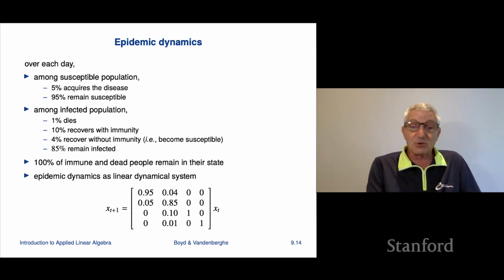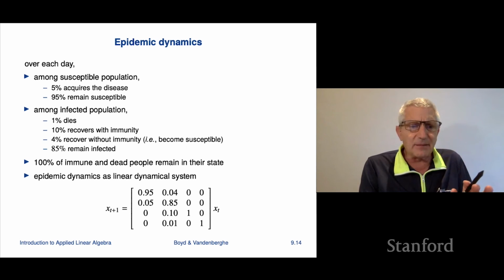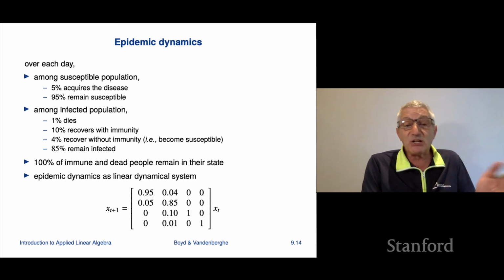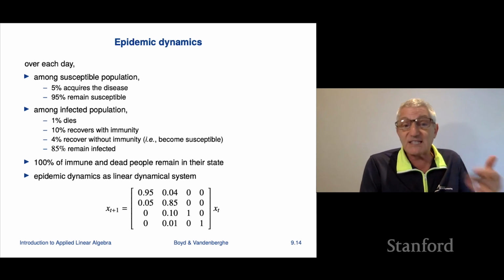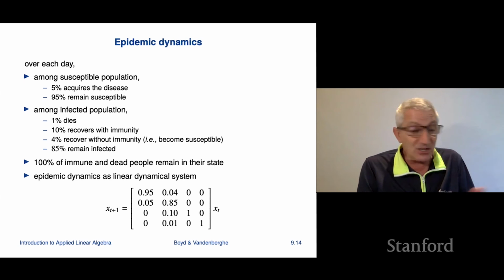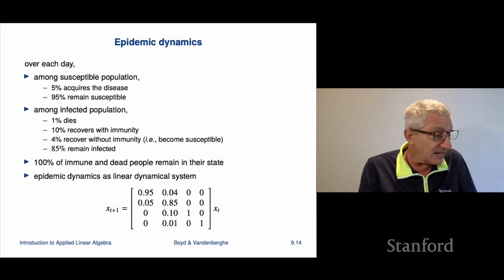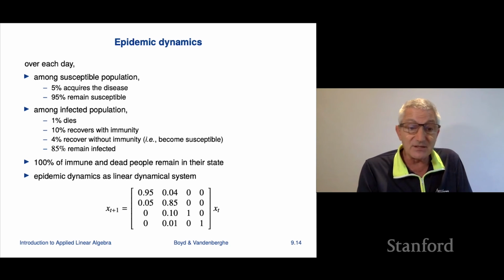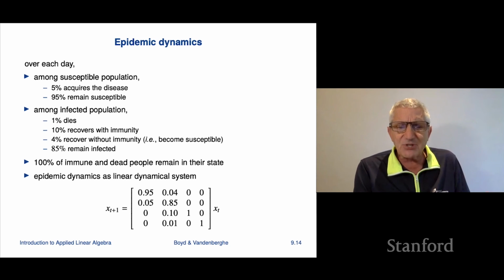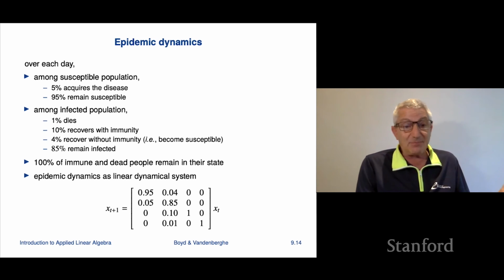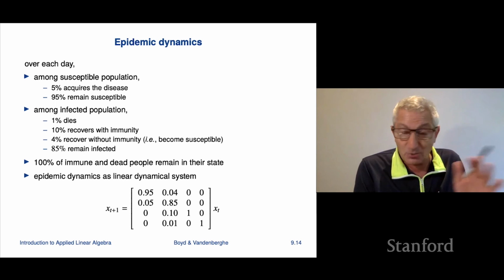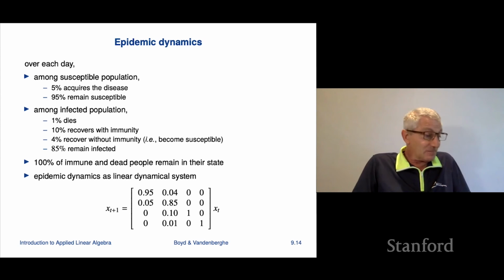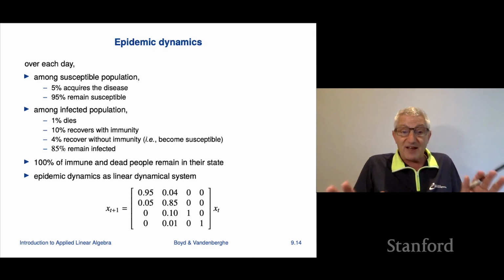So here's the model, a very elementary model. It goes like this. We're going to do it daily. On every day, among the susceptible population, 5% acquire the disease, and 95% don't. They just remain susceptible. By the way, these are the kind of interesting things you could do. If people, for example, wore masks or practiced social distancing, you could push the 5% down to maybe 2% or 1% if you're lucky. But we'll just say it's 5%.